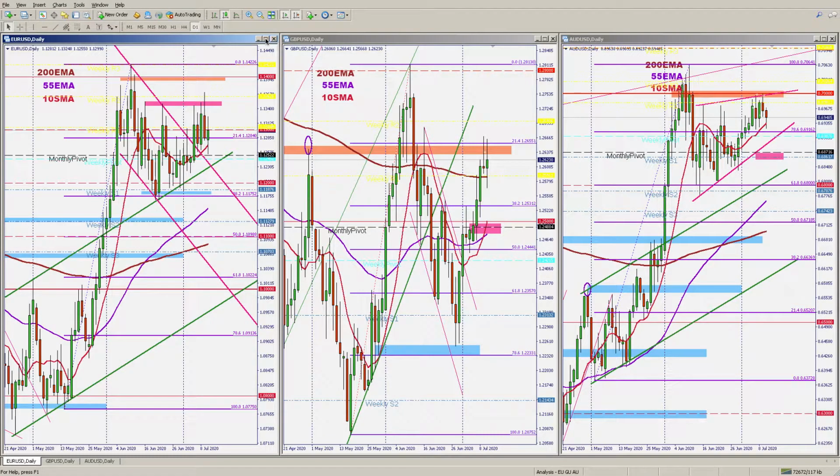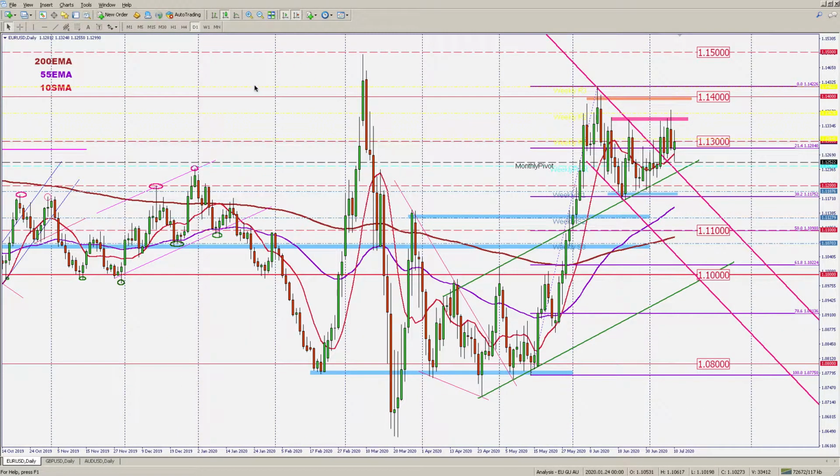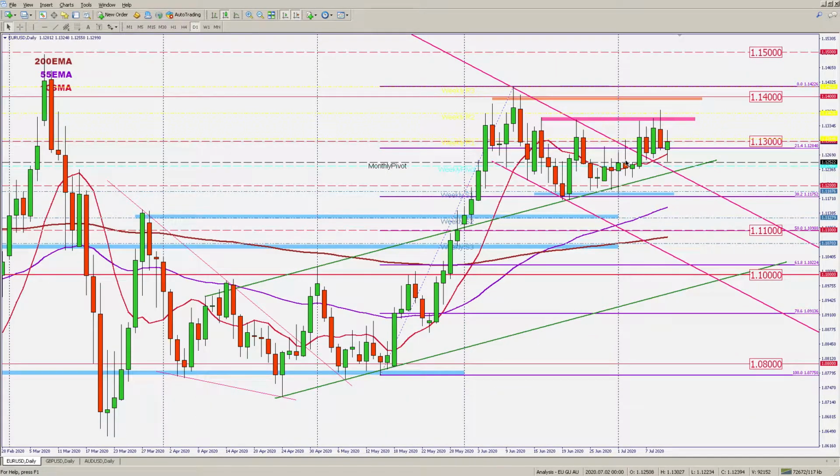And let's take a look at the Euro. After a strong start to the week and breaking out of the bearish channel and the upper trend line of the channel here, it has consolidated with support from the monthly pivot at around the 112.50 area, and it's finding resistance at the 113.50 level, so this is a 100 pip range.